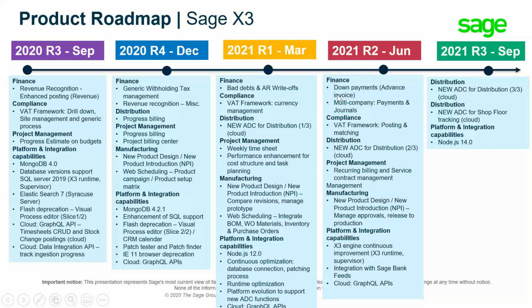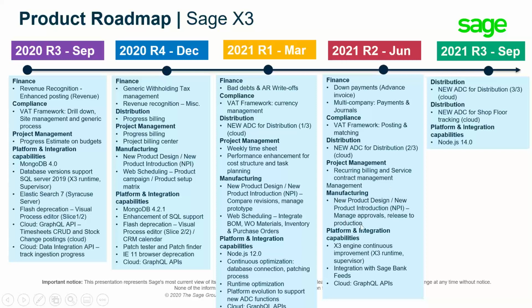So down payment in X3 is something that exists, but it doesn't cover complicated requirements. So now we will have pretty cool down payments, but I don't have any details yet. Okay. So for the compliance, we will continue to work on the VAT framework, and for the distribution, we'll continue to deliver some new ADC for distribution in the cloud. And then for the project management, we will have the recurring billing and service contract management.